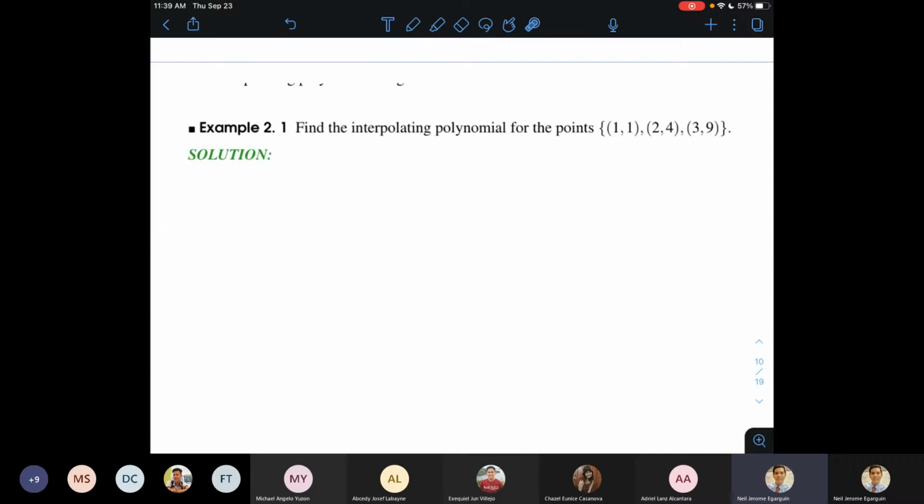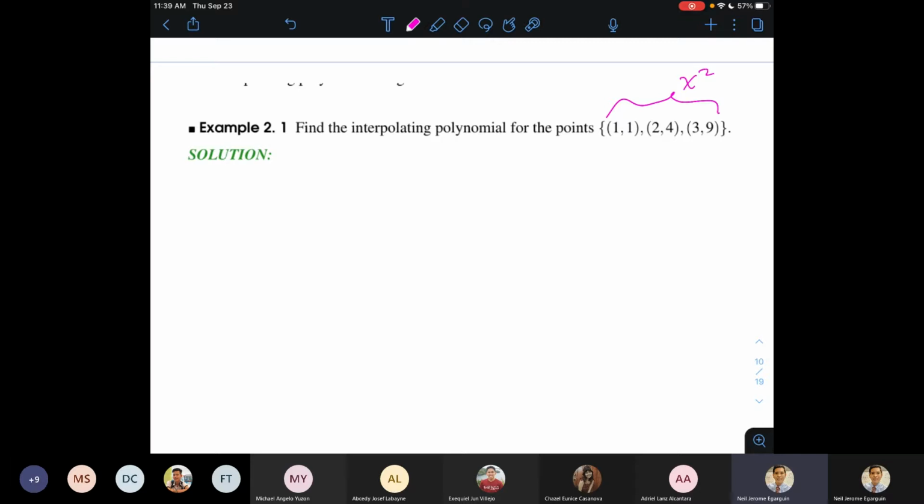So here, if you look at the data set, we have a guess, all right? Kasi (1, 1), (2, 4), and (3, 9), it seems that this data set has the behavior of x squared, right? Because we are just squaring the abscissas in order to get the corresponding y values. And so if we want to get an interpolating polynomial, we expect we'll get x squared, okay? Pero can we really do that? Well, what are our expectations?